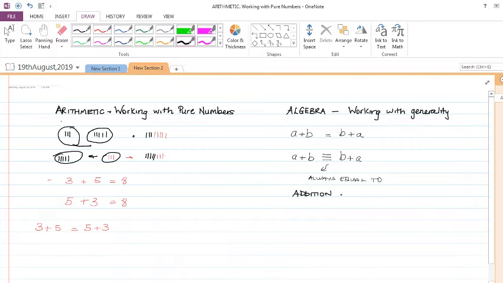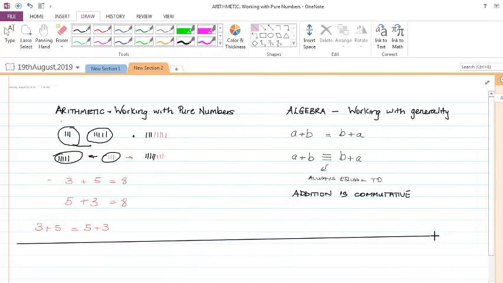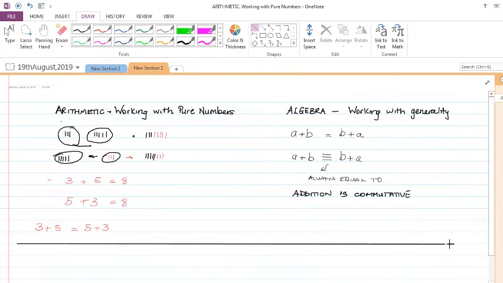This way we can say addition, so that A plus B is always equal to B plus A. Gives the same result. Okay. Regardless of the order in which they are done. So addition is commutative.